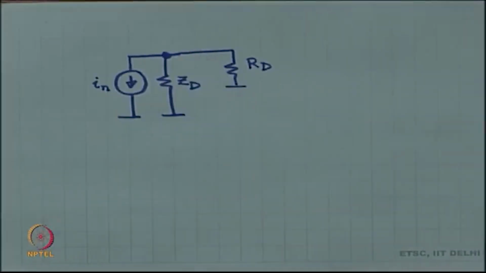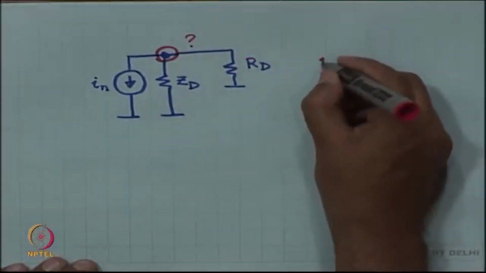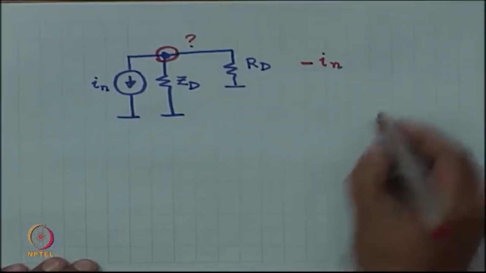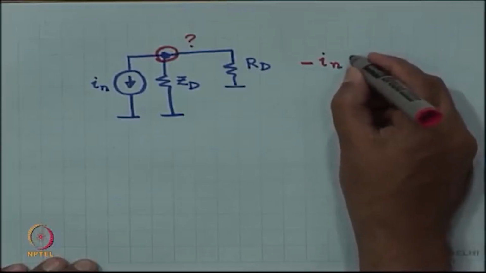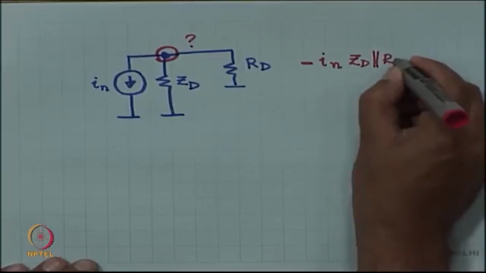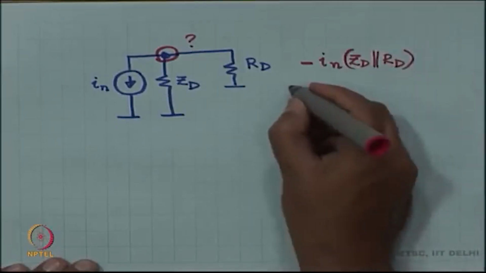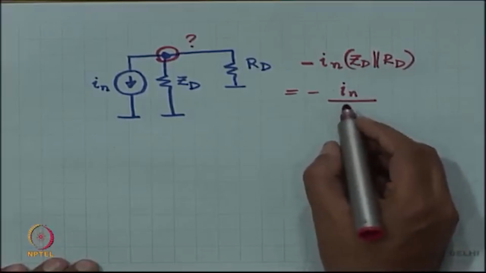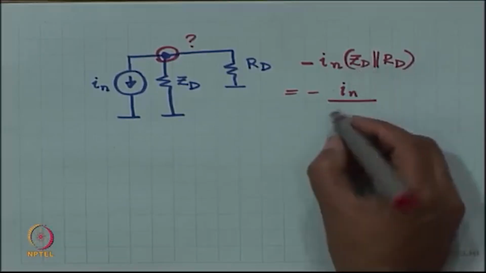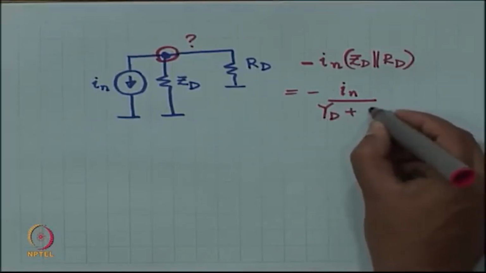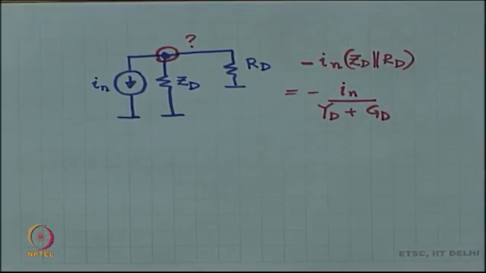So, what is the voltage over here? I n times minus I n times Z d parallel with R d. Or minus I n divided by this output conductance plus G d.